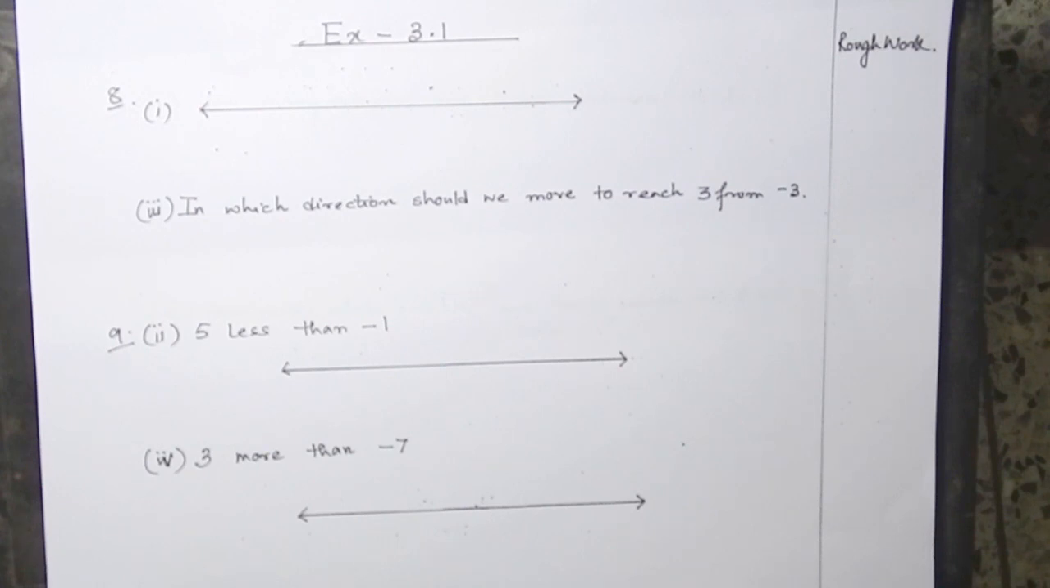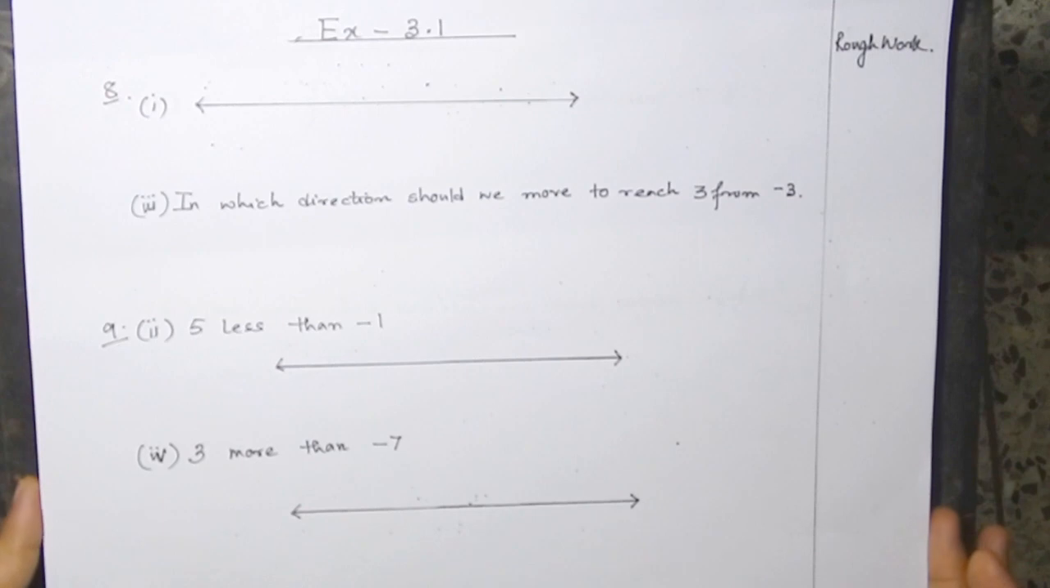Let's come to the next question. Question number 8. Draw a number line and answer the following questions. Which number will we reach if we move 6 units to the right of minus 1? I repeat, which number will we reach if we move 6 units to the right of minus 1?